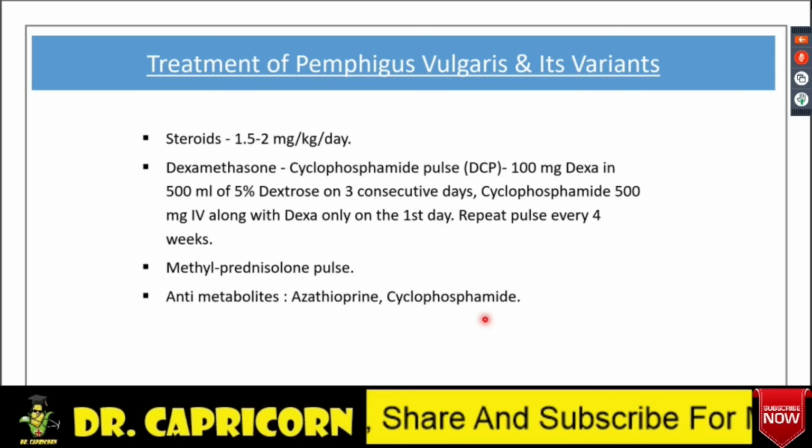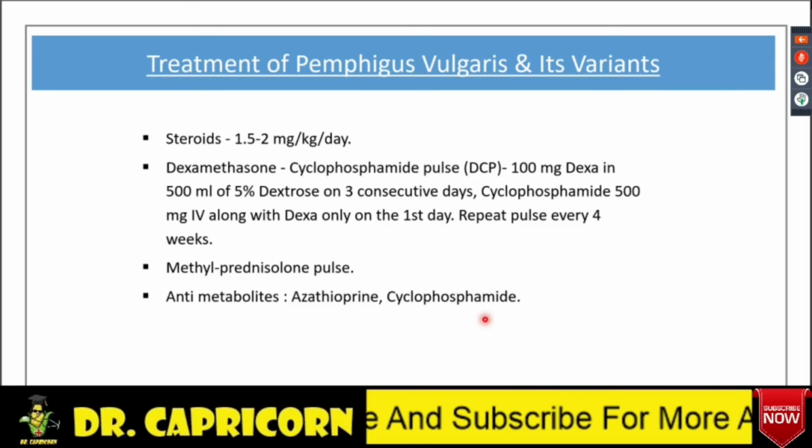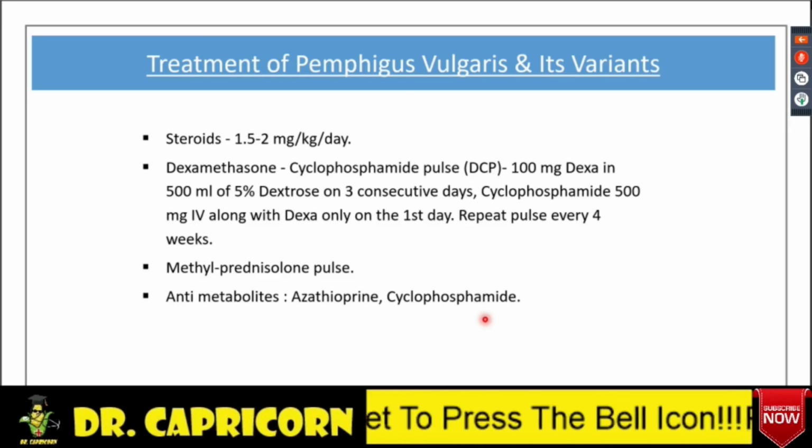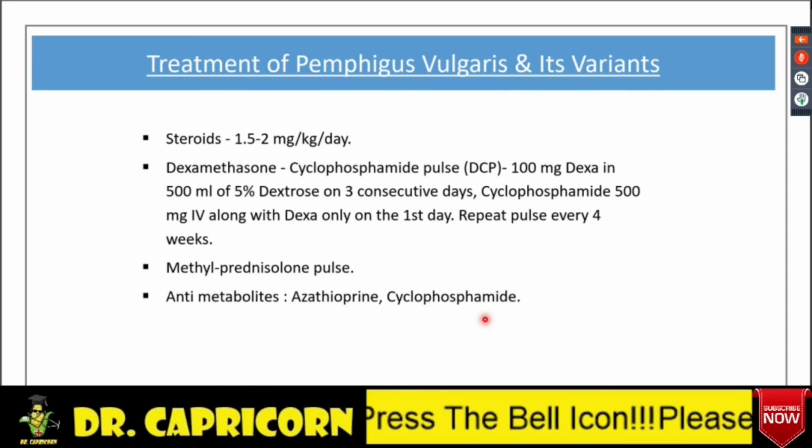Each institute follows its own protocol, and this pulse is repeated every 4 weeks. It is given till new lesions stop coming and old lesions are healed, and continued for 9 months beyond that. Then you can give cyclophosphamide 50 milligram OD for another year. Then the follow-up period is there. Methylprednisolone pulse can also be given, that is 1 gram for 3 consecutive days in a month.